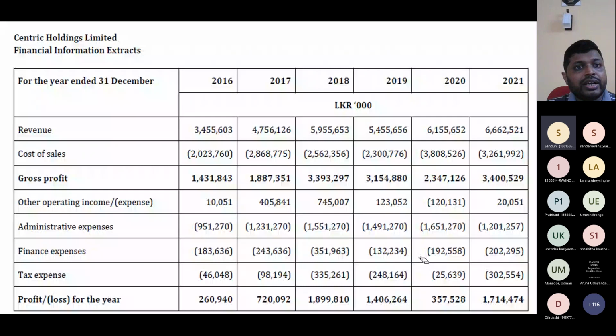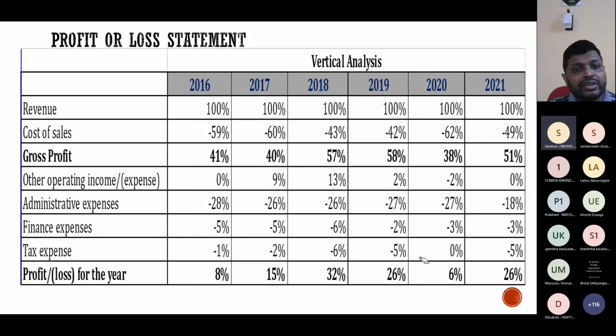Right. Then I have done the vertical analysis. In the vertical analysis, you can see in 2016 they had a GP margin of 41%, and it has gone up to 51% in 2021. Right. You can see the cost of sales ranging from 59 to 49. You can take the average as well. Other operating income, except in 2017 and 2018, has only some minor changes, but in 2017 and 2018 it has gone up significantly.